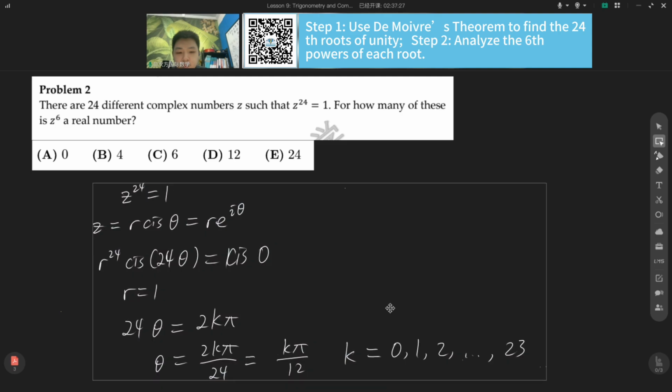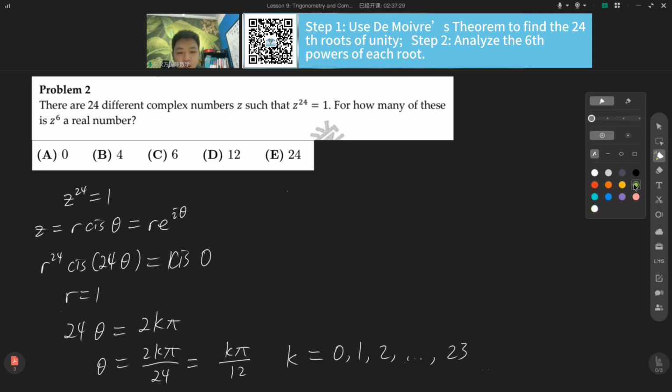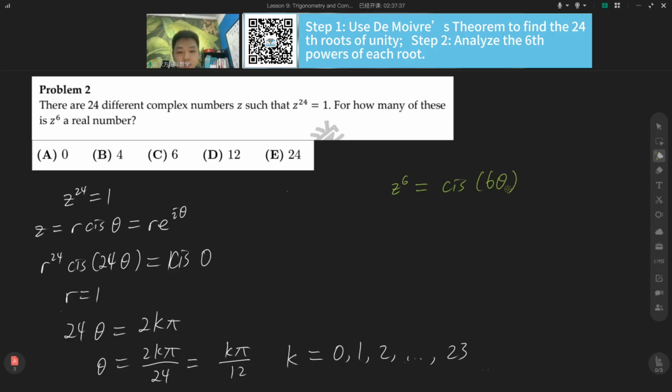That's the first step. And for C06, I don't even care about the R. That's going to be cis 6 theta. So 6 theta is equal to, that is pi over 2. Right? Yeah, k pi over 2. We still get these 24 values. In order for this to be true, we know that 2 divides k pi.